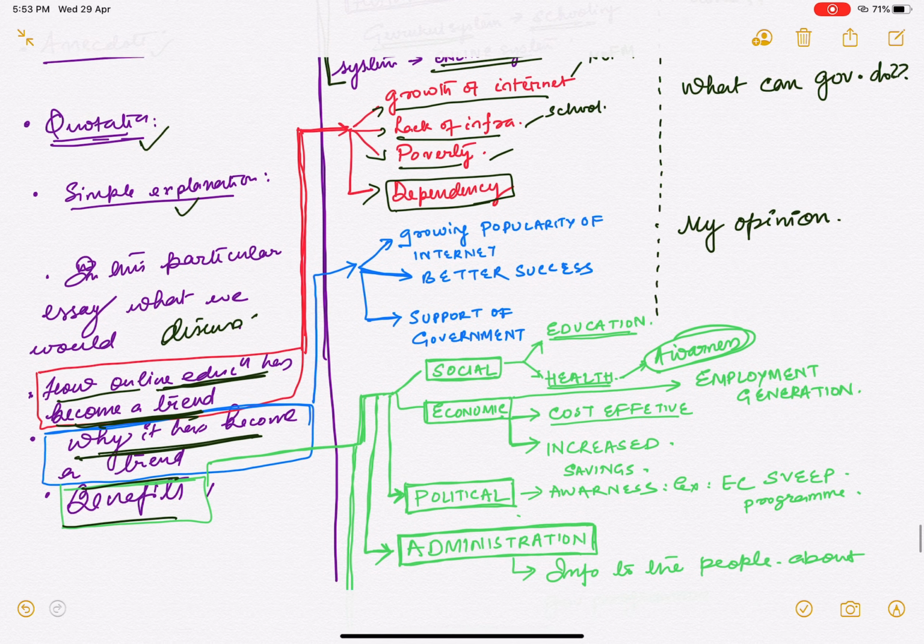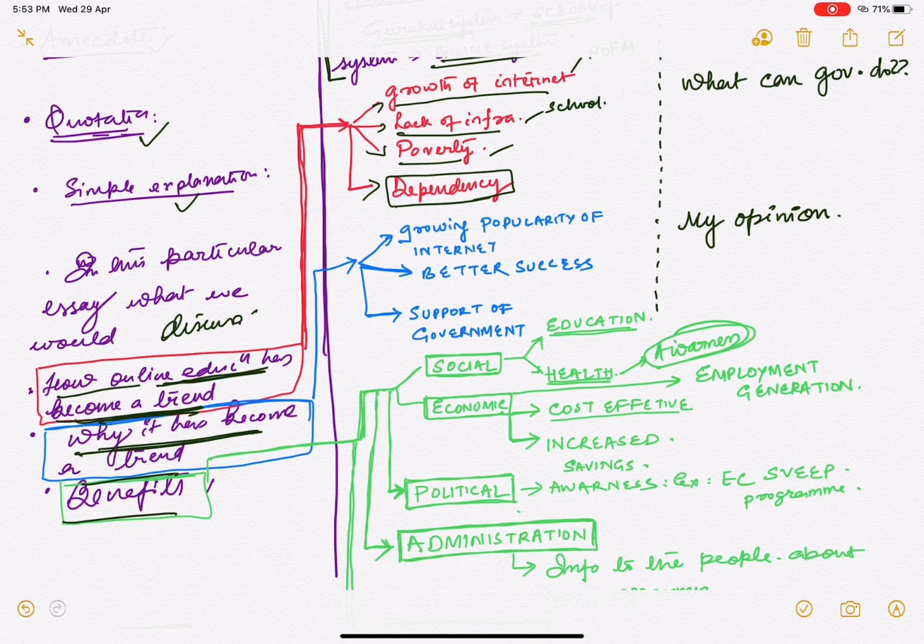Next, why has it become a trend? It is the next question that we have to address. One thing is the growing popularity of the internet. Next, better success rate, this is also another thing. Better success rate means you can quote some examples of how students have actually achieved such a thing with this. Next, the government is supporting it. How is the government supporting it? With the Digital India initiative. Next, move on to the benefits.